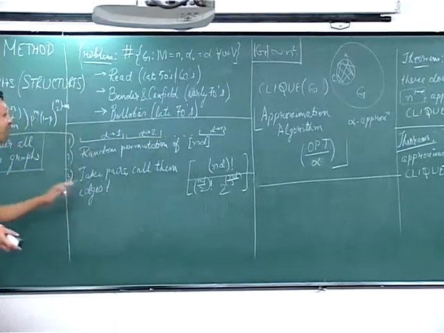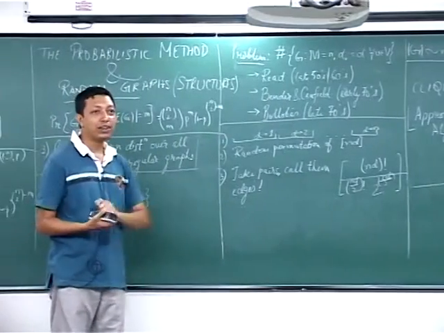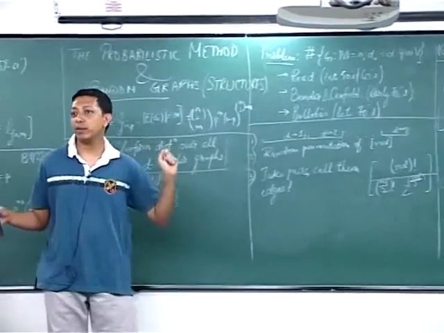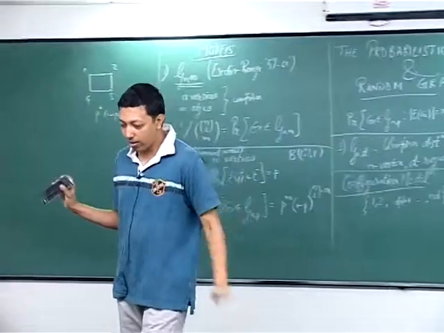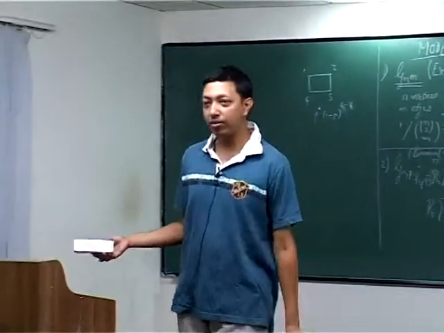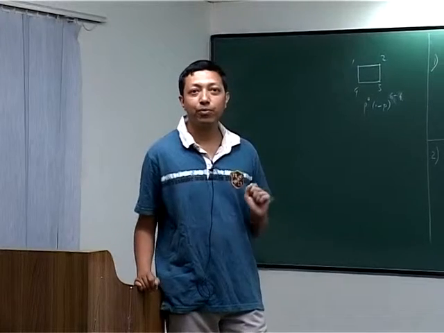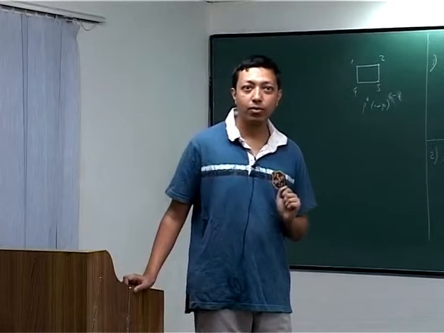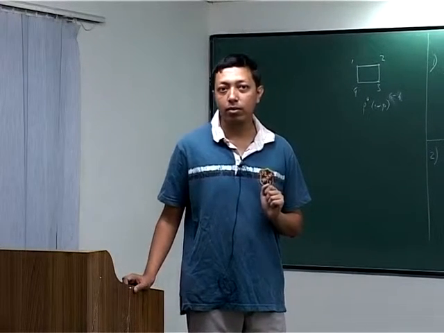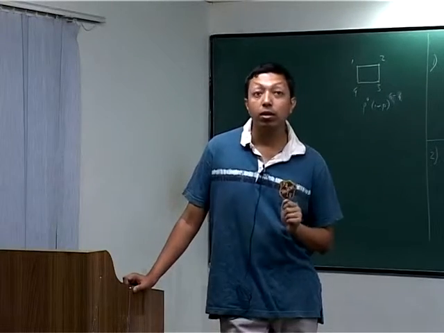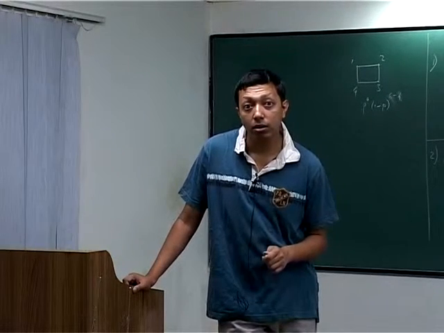Okay, and that's it. So you have nd half edges, you have got nd by 2 edges, and that's it, you took pairs. Is there any problem with this now? Trivial graphs, like there are n vertices, each of them having d self-loops.